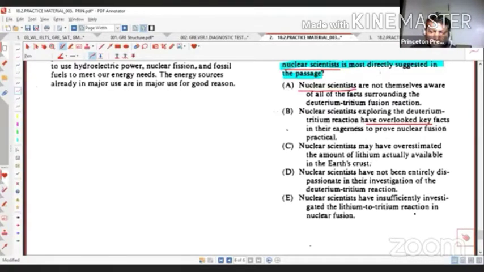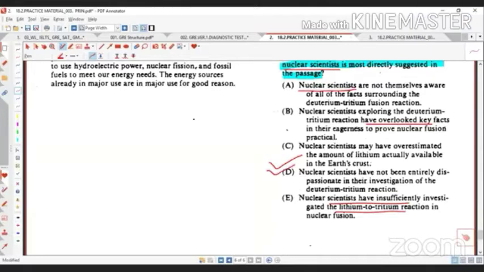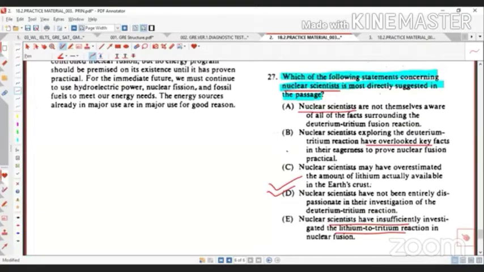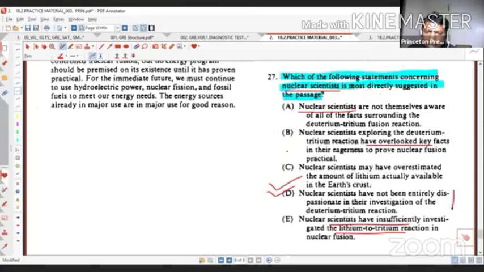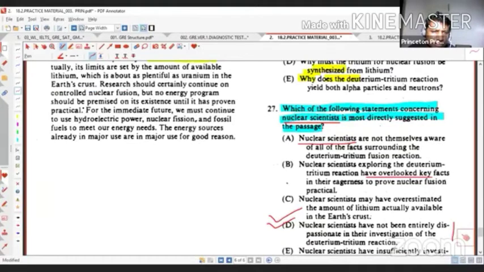Do you think? Let's read the last one. Nuclear scientists have insufficiently investigated the lithium too? No. Have they? No, it's not mentioned. I think then the answer is D. Means they're saying that as they haven't been completely unbiased, then for that reason we need to do more experimentation.